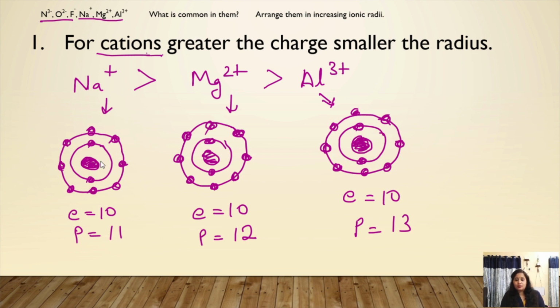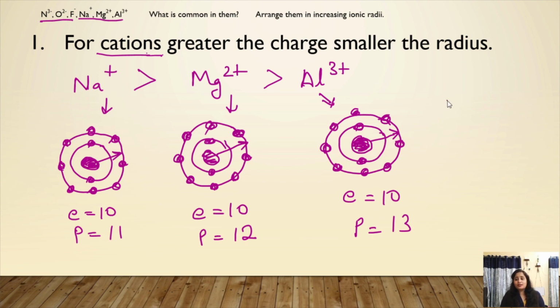Now let's see the distance from the nucleus. In all the 3 cases it is the same up to the second shell only. In all the 3 cases the distance is the second shell from the nucleus, which means the distance is the same, but the positive charge which is sitting in the center and which is exerting the force of attraction on the outermost shell, in this case the second shell, is different. Positive charge is different in all the 3 cases. Here 11, here 12, here 13. So we know that the more the positive charge, the smaller the size.